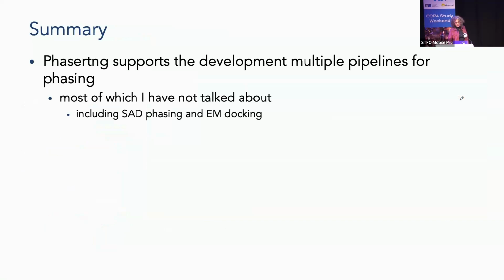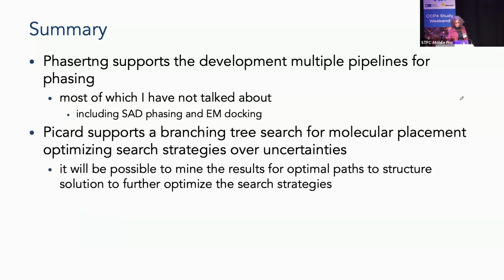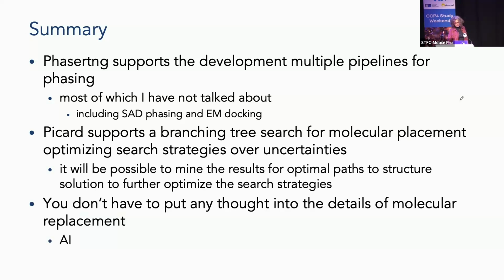So in summary, Phasor TNG supports the development of multiple pipelines for phasing, most of which I have not talked about, including ones for SAD phasing and EM docking. The particular script involved, based on the Phasor TNG code, Picard, supports a branching tree search for molecular replacement, optimizing search strategies over uncertainties. And it will be possible to go back to the theme of this meeting, which is AI. It will be possible to mine the results for optimal paths to structure solution to further optimize search strategies. And the summary of the summary is that you don't have to put any thought into the details of molecular replacement, which is a form of artificial intelligence, I would argue.